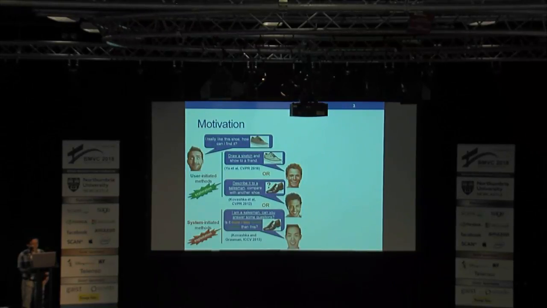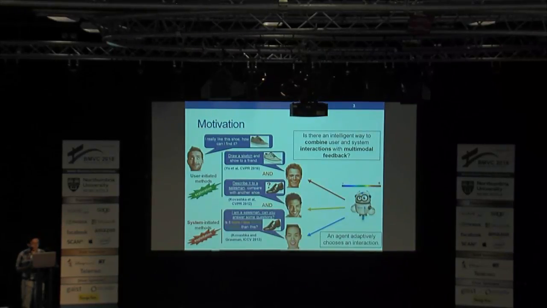We can consider an external source, like the salesman or a computer, that exploits some information about the problem and then guides the user to interact. In this case, the guidance is done by some questions. So in this work, we investigate whether there is an intelligent way to combine user and system interactions with multimodal feedback. We basically want to change one interaction for another. In particular, we can have an agent that adaptively chooses an interaction, and for each interaction, it will assign a score. The highest score is the first interaction, the red arrow.